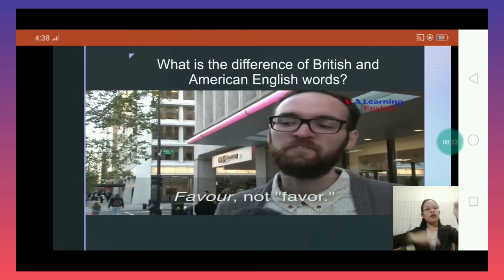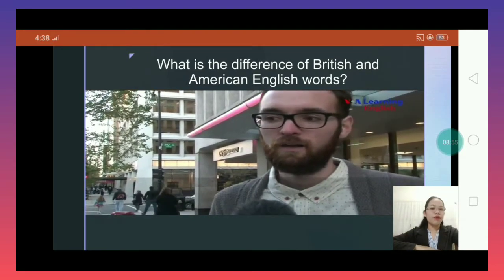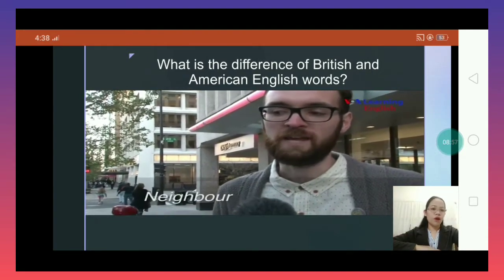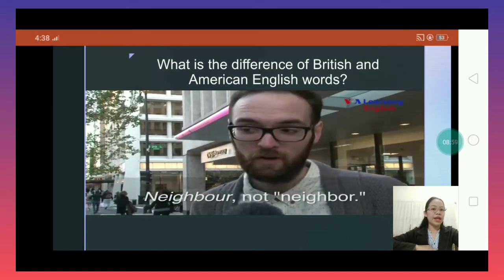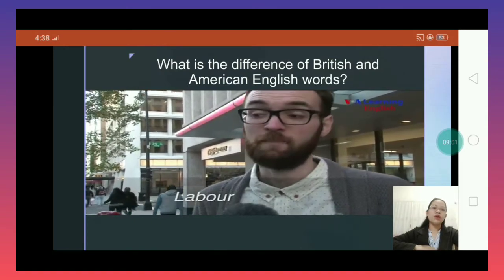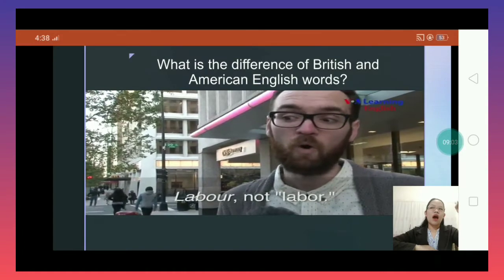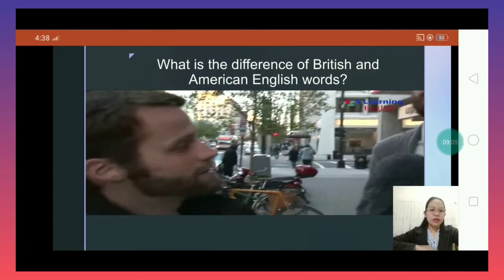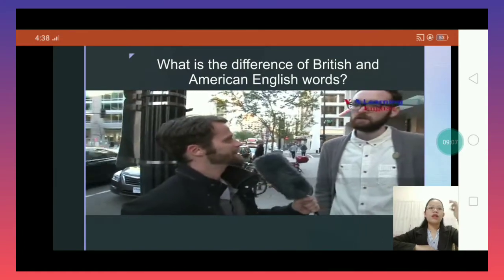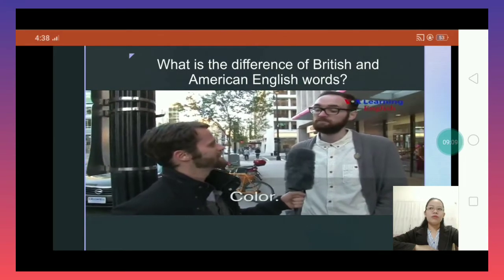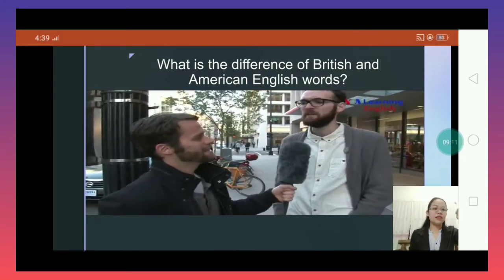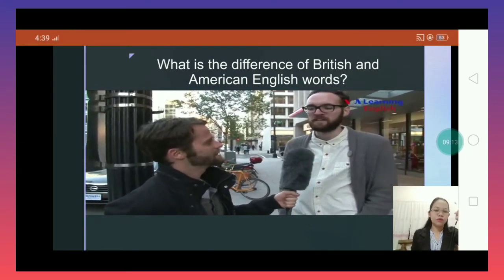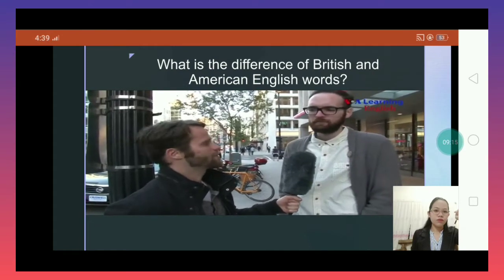Favor. This is what I was talking about earlier. Favor, neighbor, color. You guys spell them differently, as well as pronounce them differently. Colour. But then I suppose neither of us are pronouncing it correctly. What is the correct pronunciation of color?